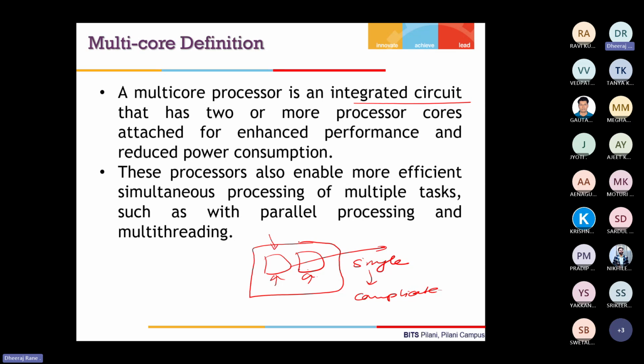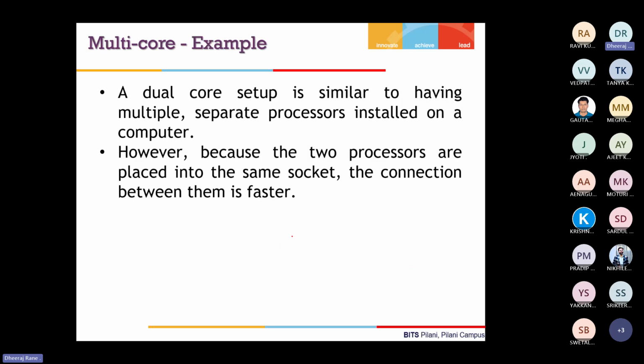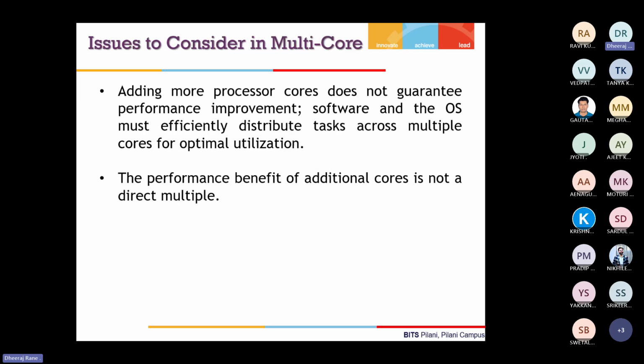So one core will be equivalent to one processor, right? And this all is being done for enhancing the performance and reducing the overall power consumption, right? So dual core we have already seen, and within the same chip, all the cores will be there, right? Then just have a look at issues in the multi-core.